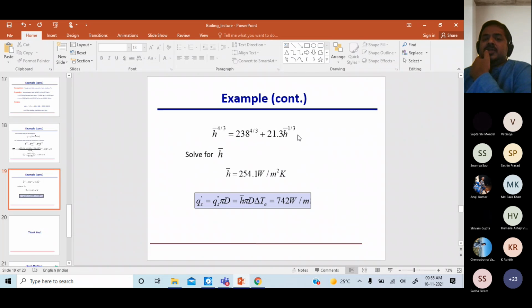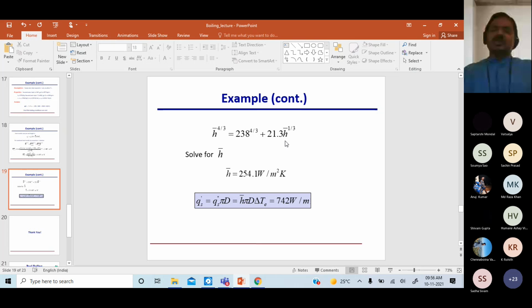Or otherwise, if you want to do this, you can also solve this relation, and you get overall 254.1. Think about it, 238, and what is 3/4 of 21? 3/4 of 21 is like 15 point something. So 238 plus 15 would have been 253. I got 254, close enough. So if I had used the judgment, I would have got 253 point something.